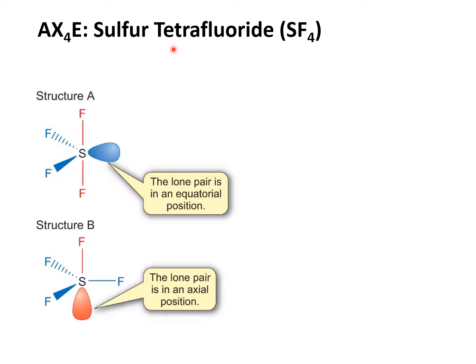In the case of sulfur tetrafluoride, SF4, we see that we can draw 2 possible structures for the placement of the lone pair electrons. The lone pair electrons can be either placed in the equatorial position or in the axial position. As it happens, the repulsions between the electrons are minimized when the lone pair electrons are placed in the equatorial position.